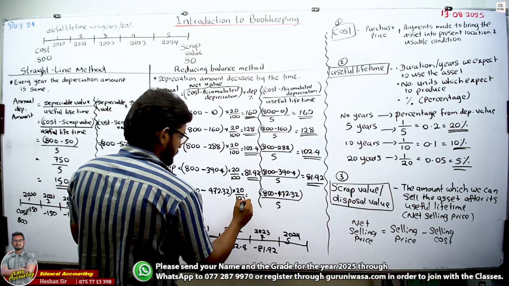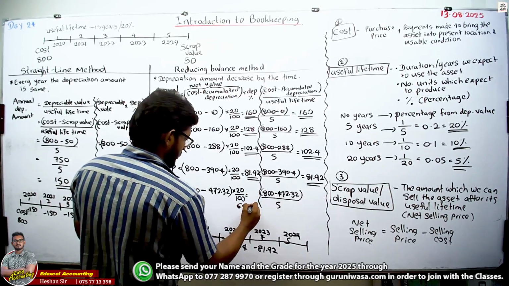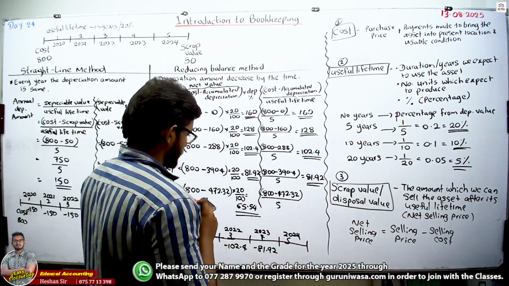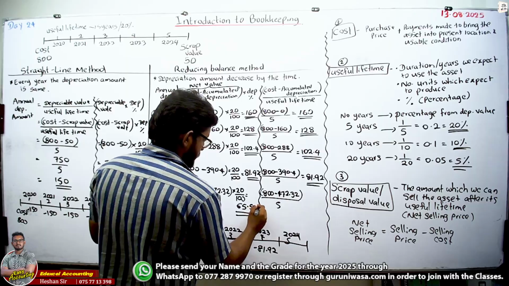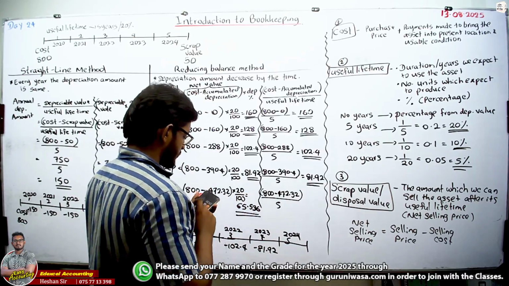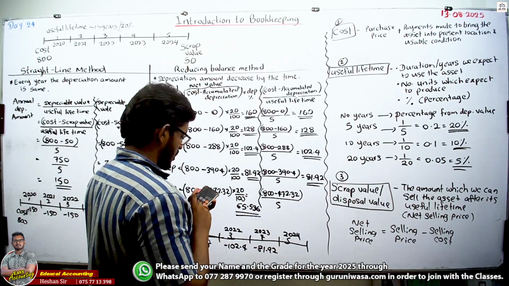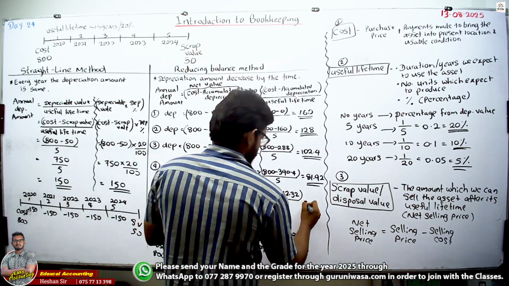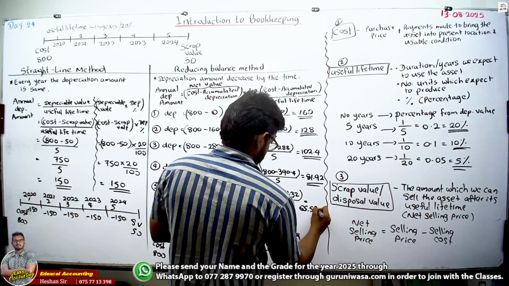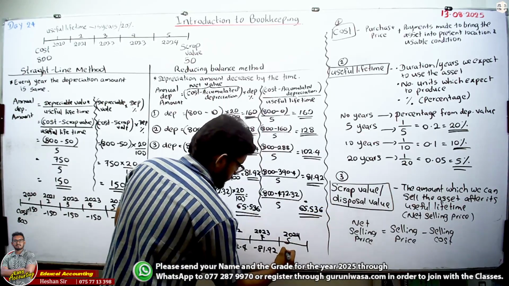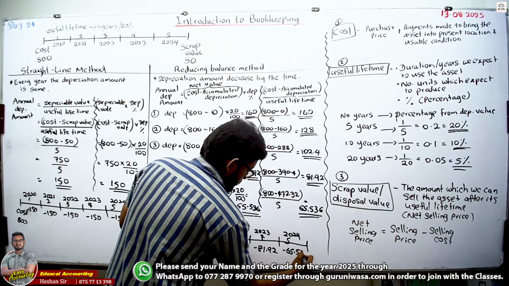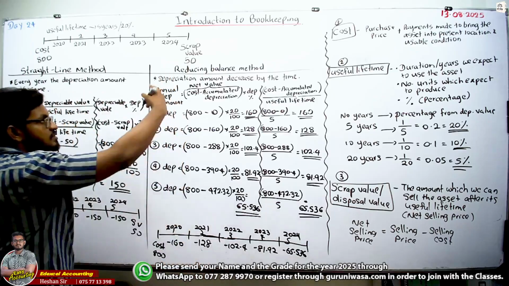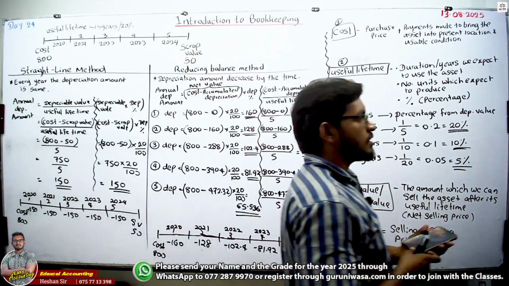I'll write it here: 65.536. So I'll round it off, right? 800,000 minus 470.4 divided by 5 is 65.536, rounded to about 65.5. You can see every year the depreciation value is decreasing. That is the term reducing balance. Hope it's clear to you.